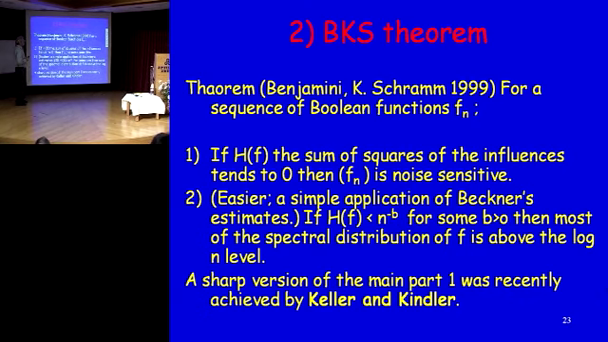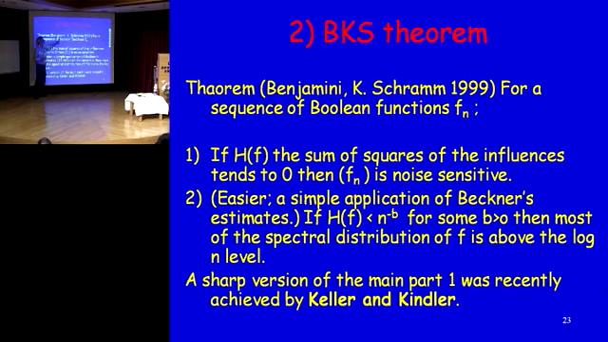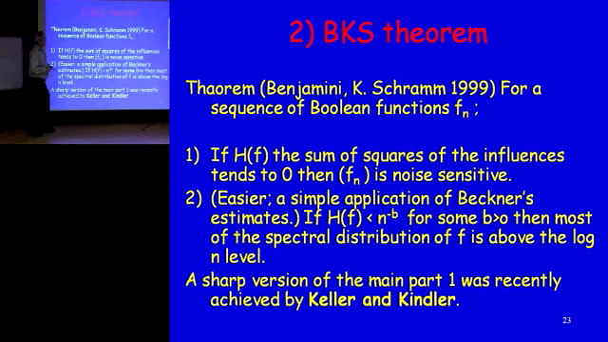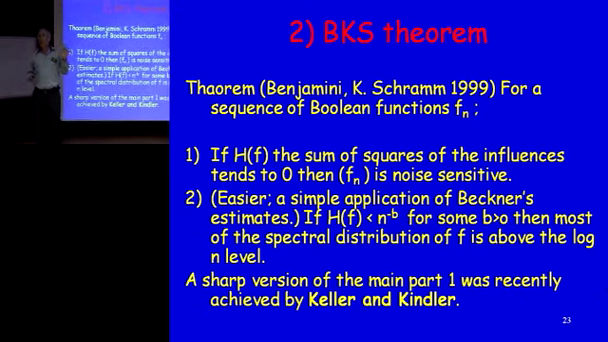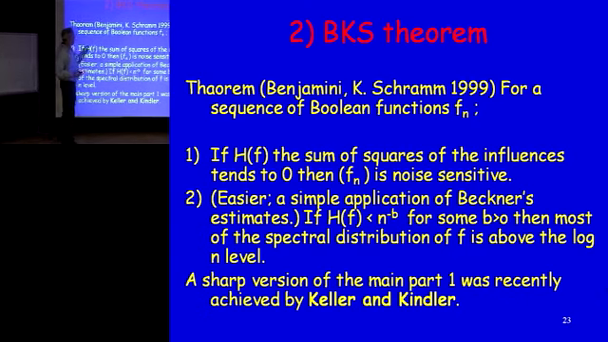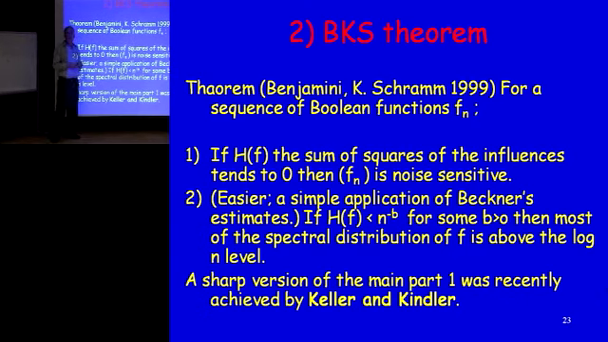Okay, so you will not be able to understand what the theorem is from looking at these slides because there are some crucial missing elements. One missing element: we are talking about monotone Boolean functions. For a sequence of monotone Boolean functions, we look at the quantity which is the sum of the squares of the influences. And it is not difficult to show that for a monotone Boolean function, the sum of the squares of the influences is always at most 1. And if the sum of the squares of the influences tends to 0, then the function is noise sensitive.